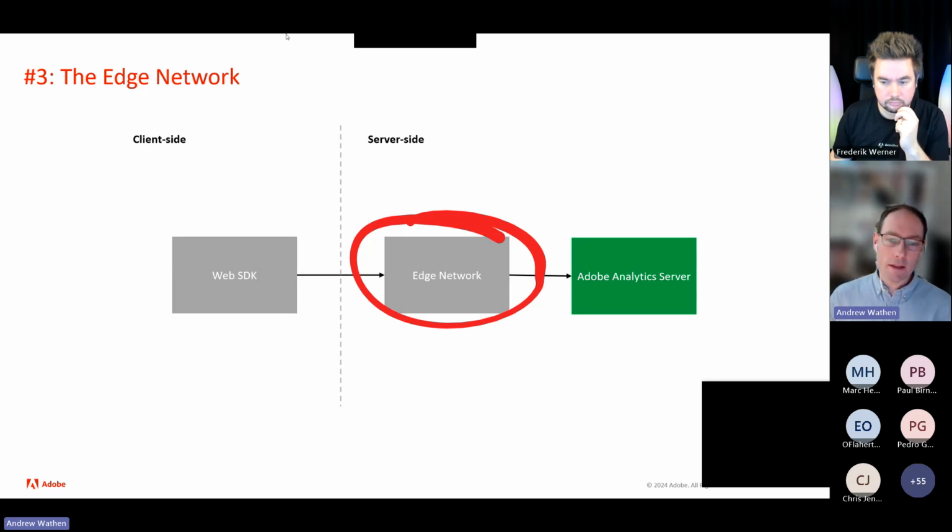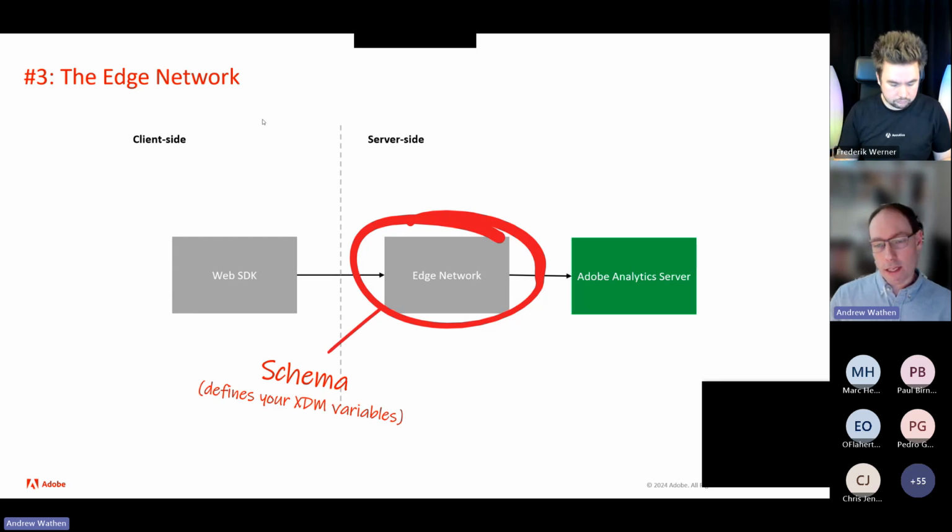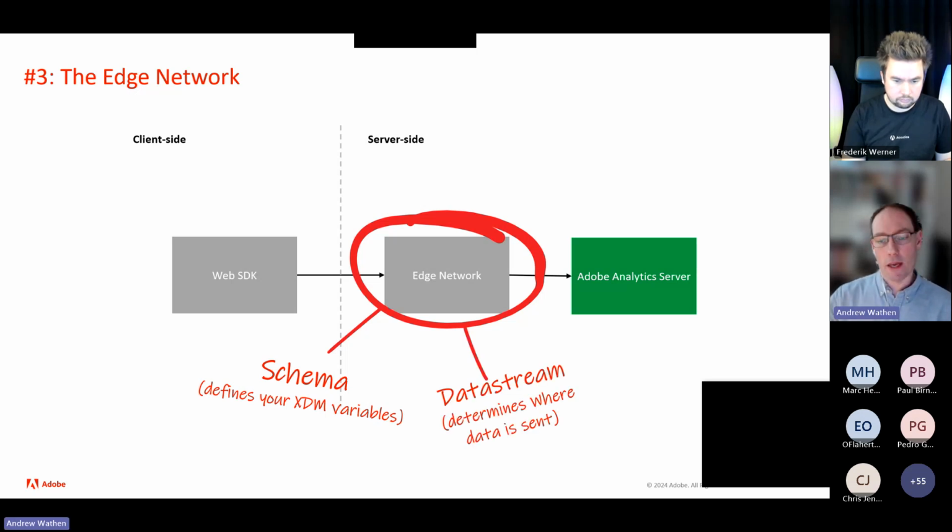There are really two key things that you have to configure on the edge network to get things up and running. Firstly, you have to define what that XDM object is going to look like, and you do that through a schema. So this basically determines what variables are available for you to send in via your Web SDK. The second thing you have to configure is where the data that's received by the edge network gets sent to. That is done through a data stream, and you can select Adobe Analytics and other destinations from that.